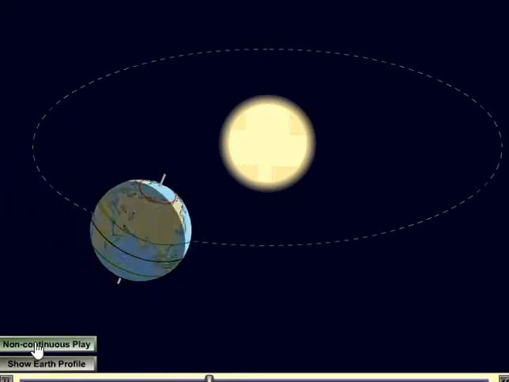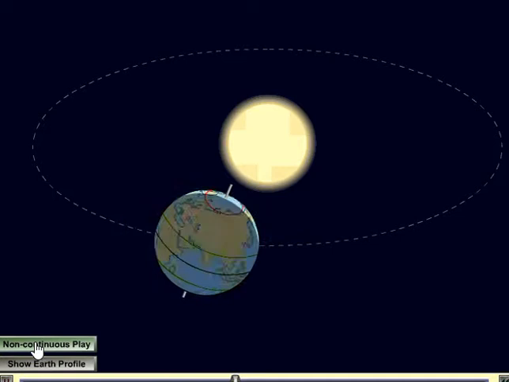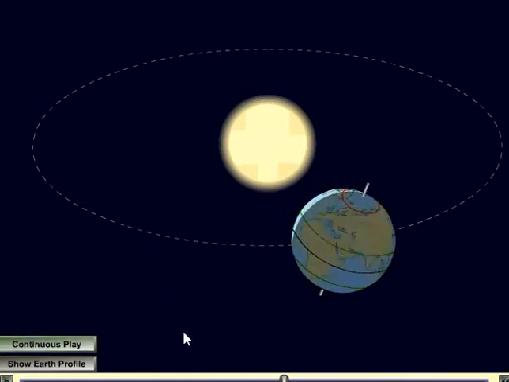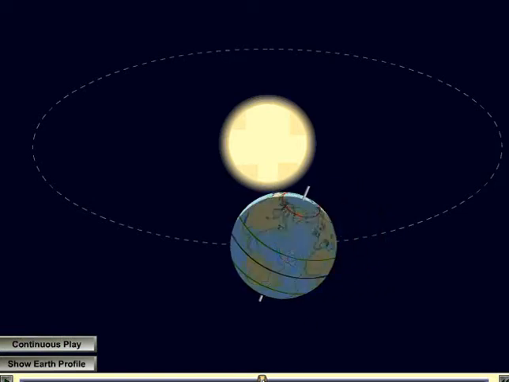Now we're moving to autumn, or the autumnal equinox. Let me bring it back here, guys. Sorry about that. This would be September 21st, the first day of autumn.